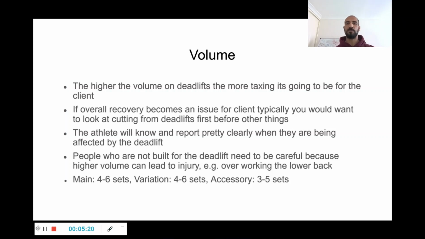This is something that you start to become accustomed to and you pick up as a coach as you do things over time. But those are just some things to look out for.